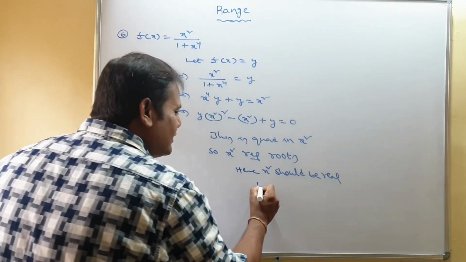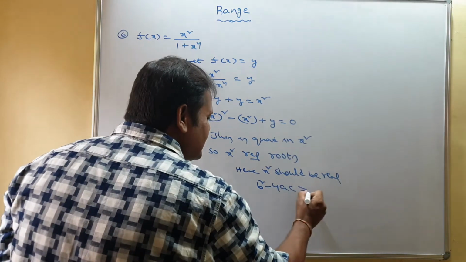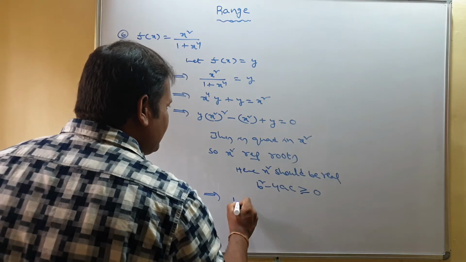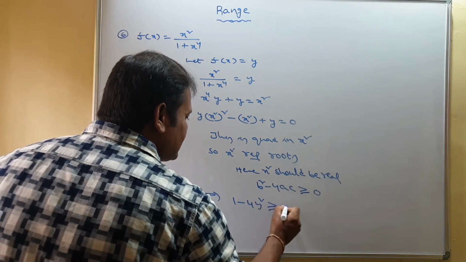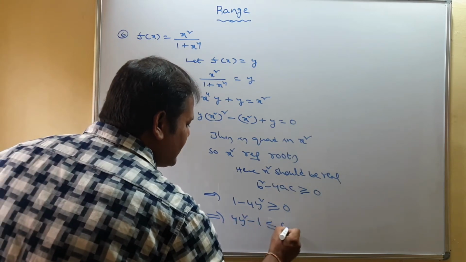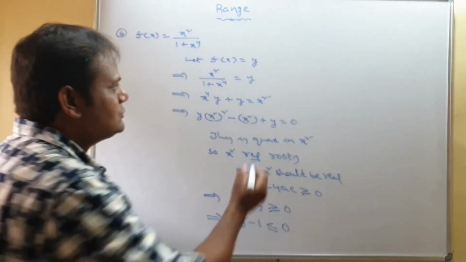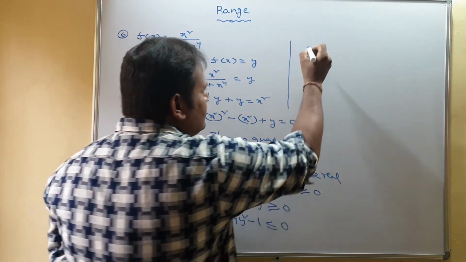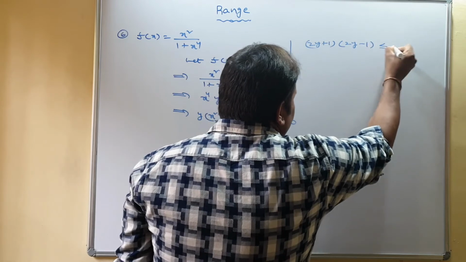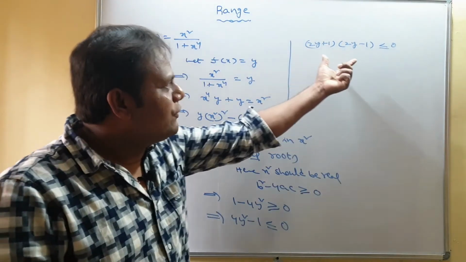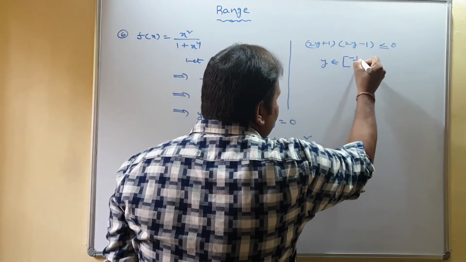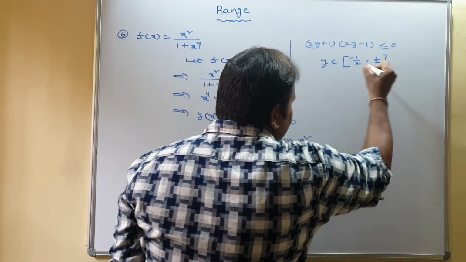When roots are real, b square minus 4ac greater than or equal to 0. So what is that? b square 1 minus 4y square greater than or equal to 0. From this you can take 4y square minus 1 less than or equal to 0. So you know the simplification, that is (2y plus 1) into (2y minus 1) less than or equal to 0. If you simplify it, as in the last question, we get y belongs to closed interval minus 1 by 2, 1 by 2.